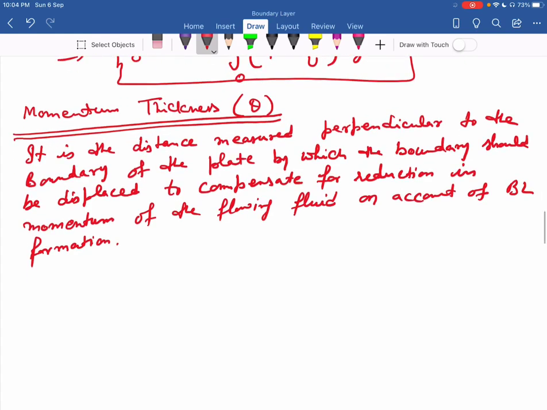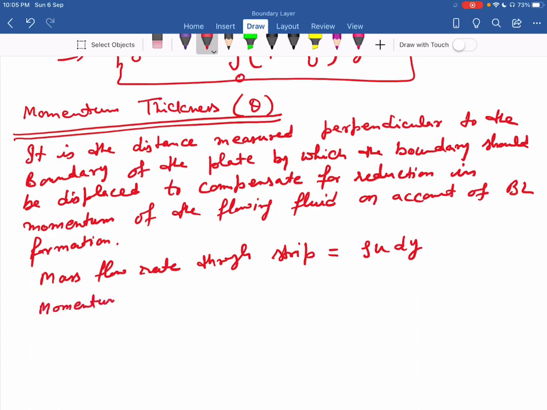Now I can write again the mass flow rate through the same elementary strip, that is rho u dy. You have a plate at the bottom, and a strip at distance y with thickness dy. Now you can write its momentum. Multiply this by u, so that comes out to be rho u square dy.